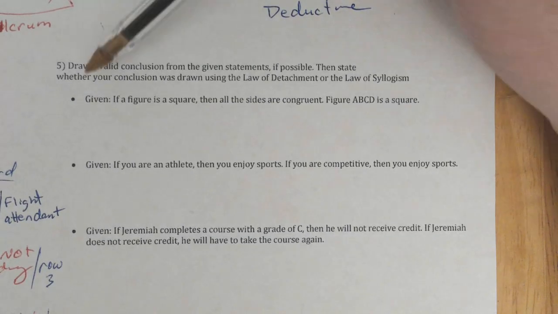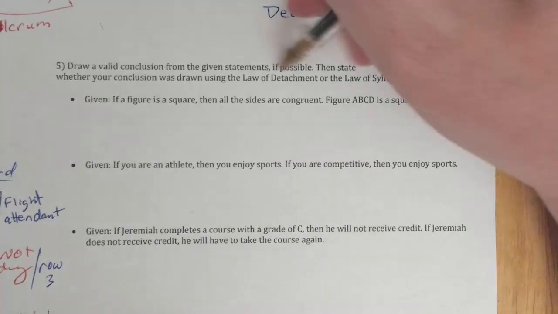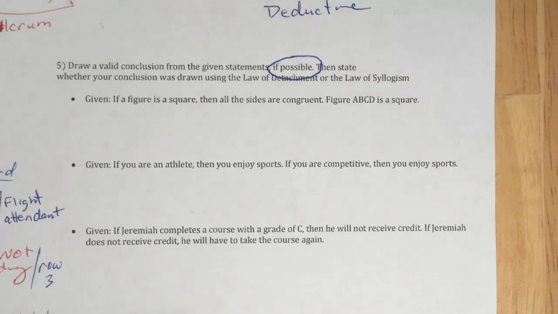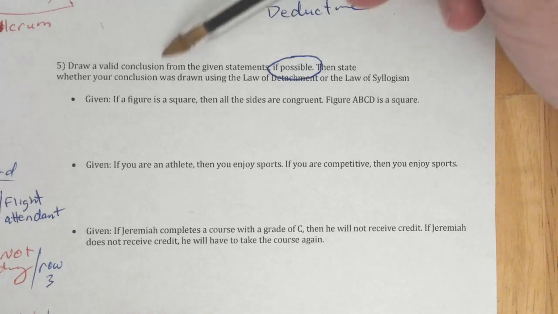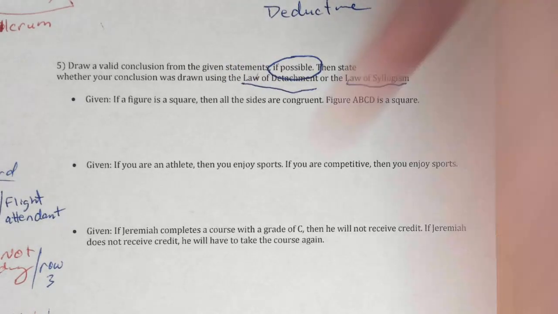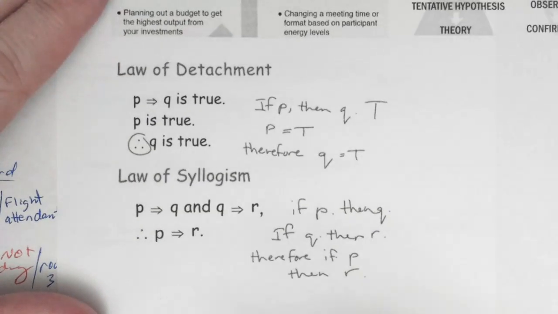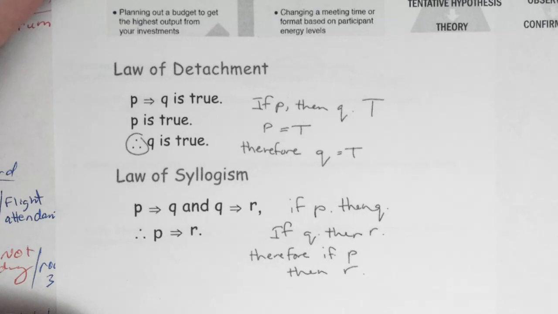All right, so draw a valid conclusion from the given statements if possible. Now here's the important part. If possible. So there's a chance where it's not going to work. So that's very important. Then state whether the conclusion is the law of detachment or the law of syllogism. All right, so let's talk about that real quick. What are those two different things? So if you need to take a picture, go for it.